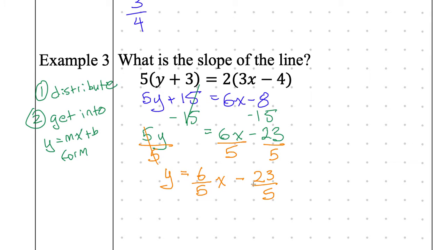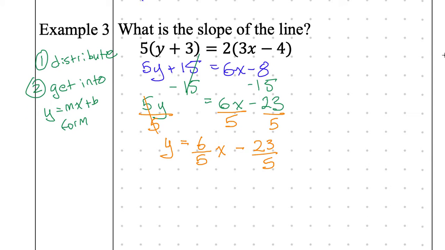Perfect. And just giving it to Eamon one more time. The slope, therefore, is the coefficient in front of the x. You got the same? Slope is y equals 6/5 x minus 23/5. I agree that that is the equation, but the slope is just the number in front of the x.